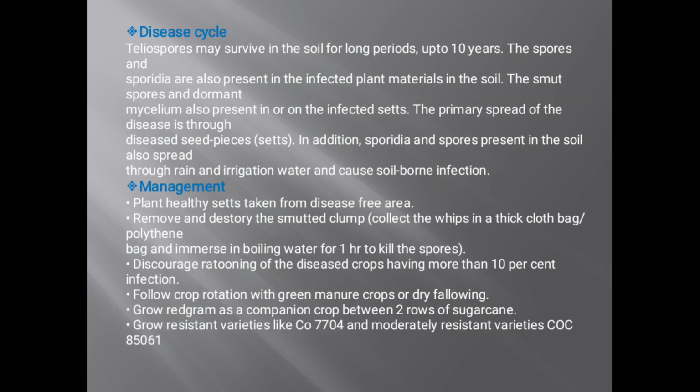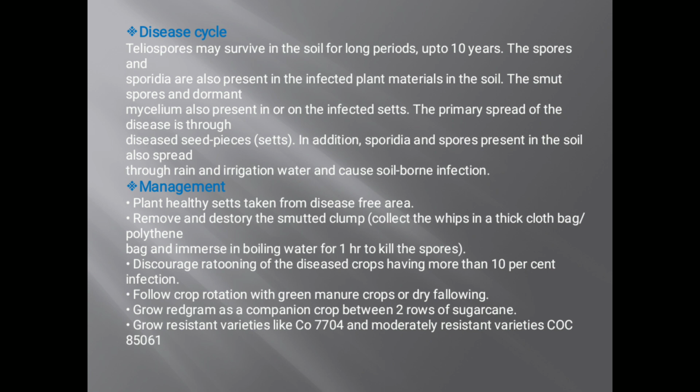Disease cycle: teliospores may survive in the soil for a long period, up to 10 years. The spores and sporidia are also present in the infected plant material in the soil. The smut spores and dormant mycelium are also present in or on the infected sets. The primary spread of the disease is through diseased sets. In addition, sporidia and spores present in the soil also spread through rain and irrigation water and cause soil-borne infection.